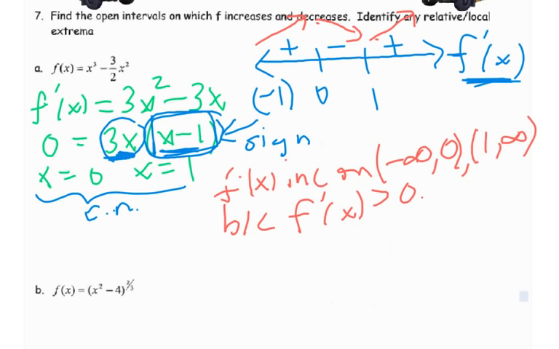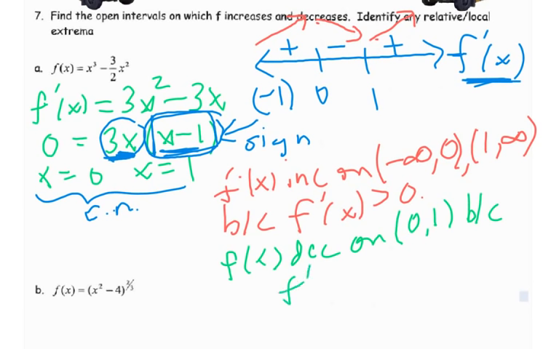Likewise, I'm going to now identify my decreasing interval. I have one decreasing interval, and I'm going to start by talking about the original function, f of x decreases on the interval from 0 to 1 because the first derivative is less than 0, or negative, on that interval. So we're always using the first derivative to support our reasoning about increasing and decreasing and local max and local min on the original function.